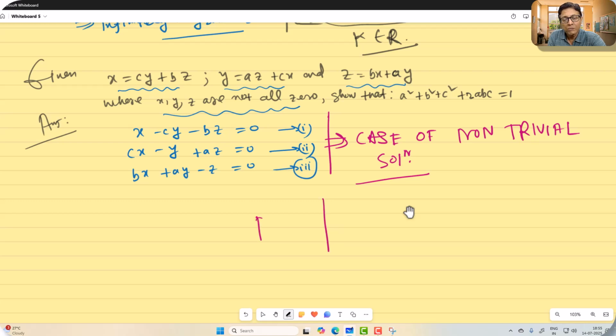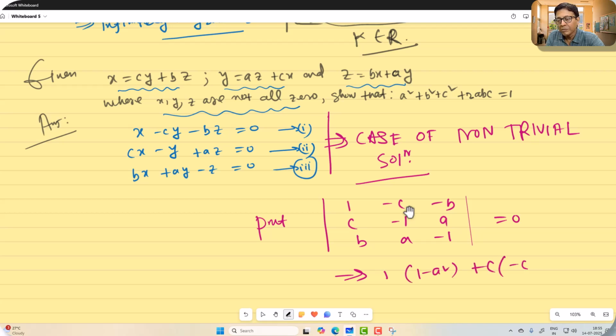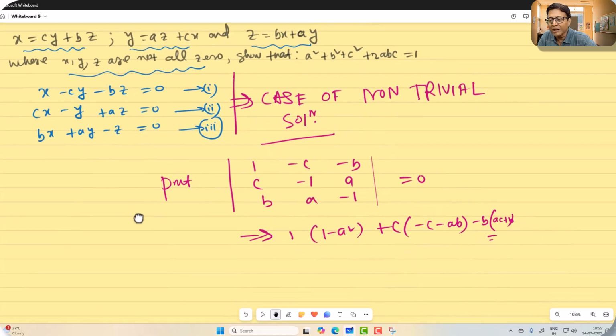So put the determinant 1, minus c, minus b, c, minus 1, a, b, a, minus 1 equal to 0. Just expand it: 1 into 1 minus a square, minus c into minus c minus ab, minus b into ac plus b equal to 0. Just go on with the simplification.